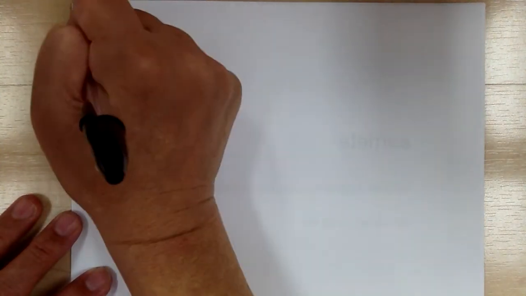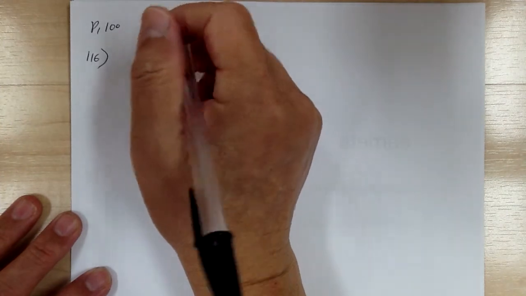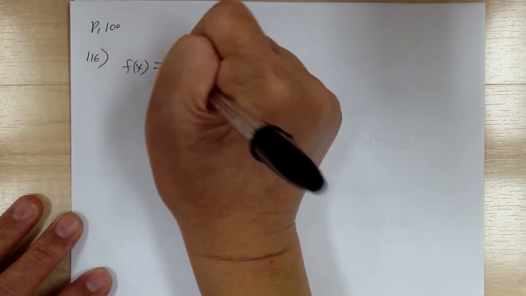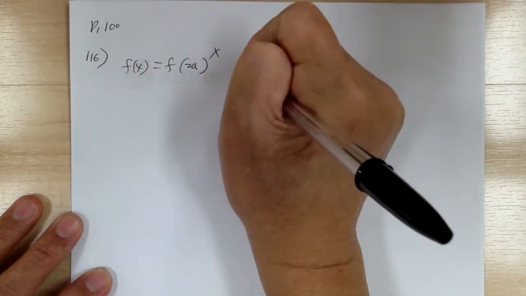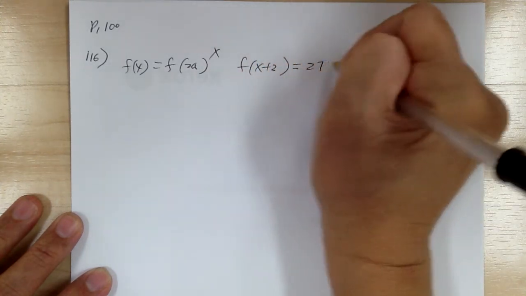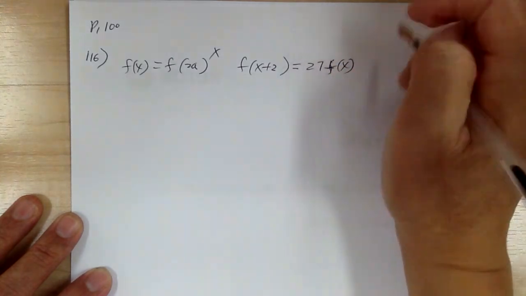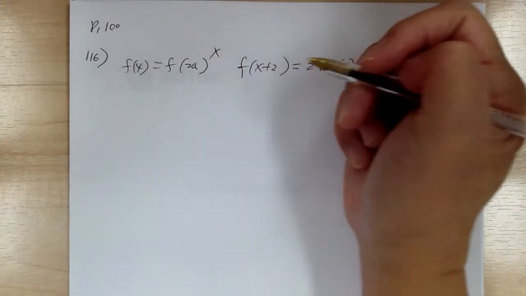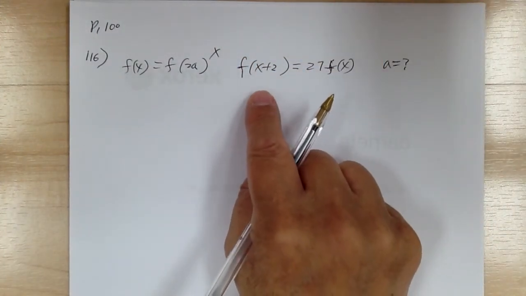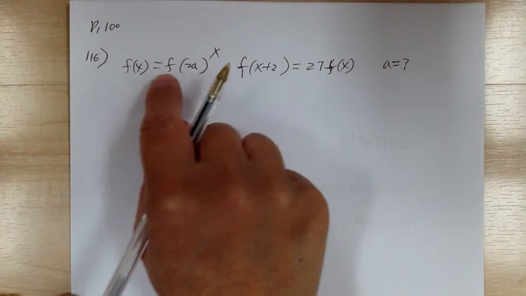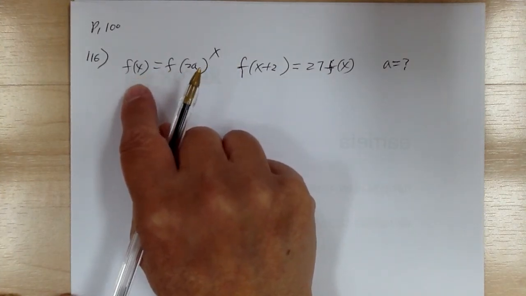Okay, let's go to the next one. It says if for all x, f of x equals f of 2a to the x, and f of x plus 2 equals 27 f of x, you're looking for a. Sometimes this is misleading. Sometimes they give you extra stuff that you don't need, like this one.